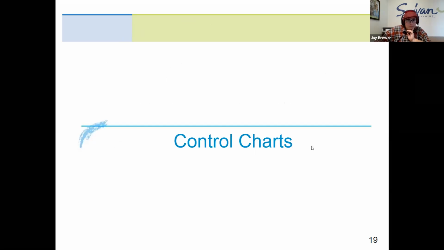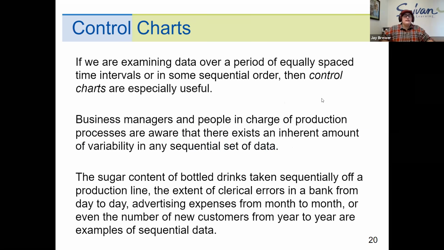All right. Control charts. If we are examining data over a period of equally spaced time intervals or in some sequential order, then control charts are especially useful. Business managers and people in charge of production processes are aware that there exists an inherent amount of variability in any sequential set of data.